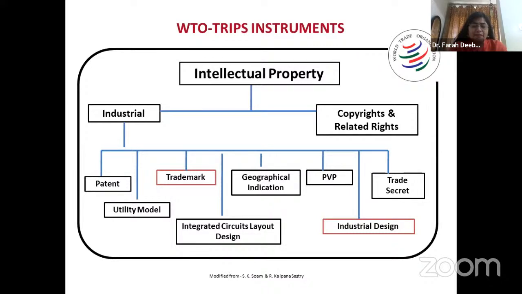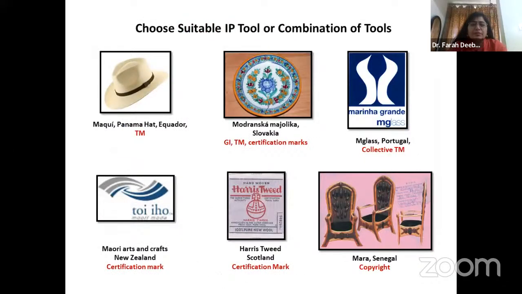And today, out of the industrial rights, patent has been dealt yesterday by Rama sir. And we'll take up trademark and industrial design, and then we'll go ahead with the other things. And if you have doubts, you can tell us what is the next session that we can tailor for you. All right. So as we mentioned yesterday, these are all the tools, and you can choose a combination of tools that suits you best. So this Panama hat is a very iconic thing from Ecuador, and it's a trademark.